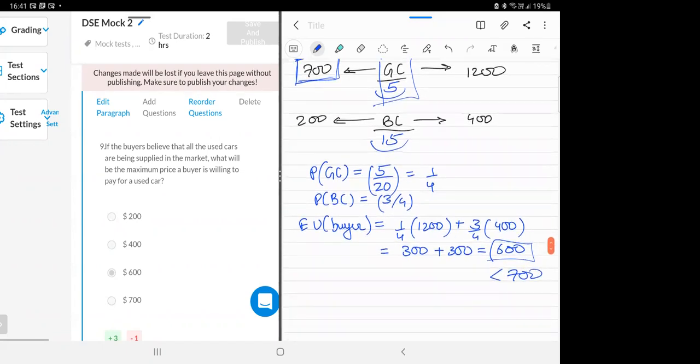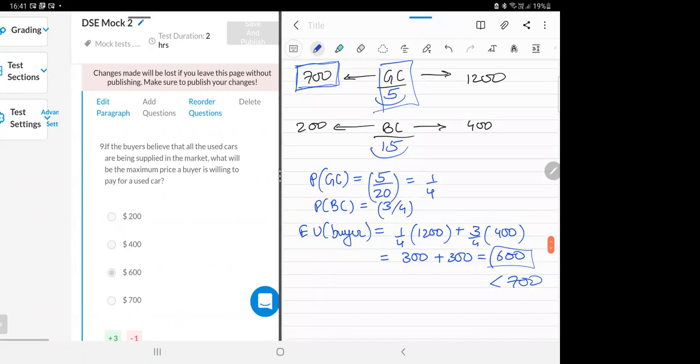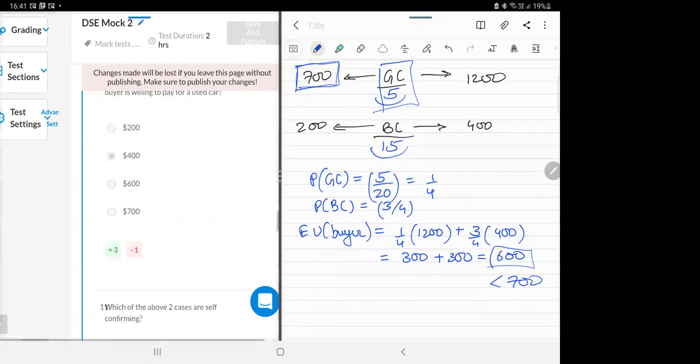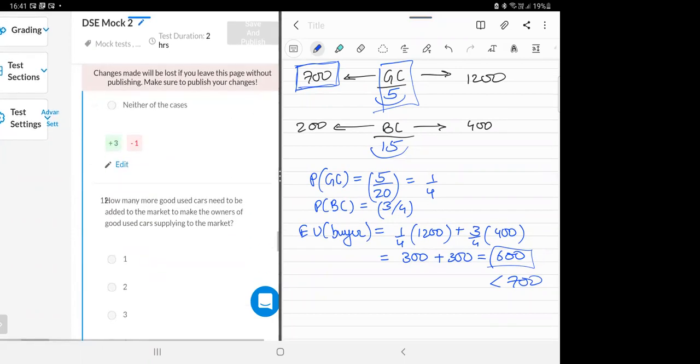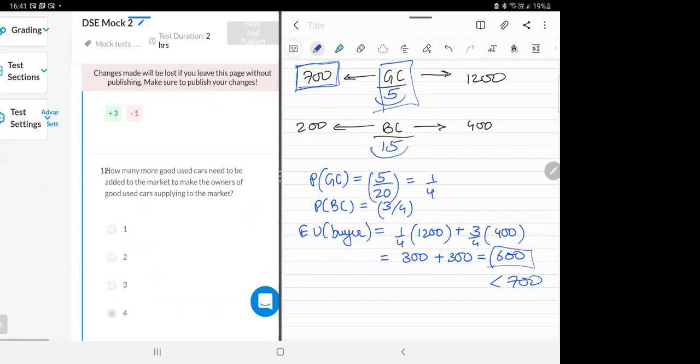So what happens is that these people do not enter the market at all. The 12th question asks: how many more good cars need to be added to the market to make the owners of good used cars supply to the market? So I want this expected. Suppose there are n more good cars added to the market, 5 plus n.